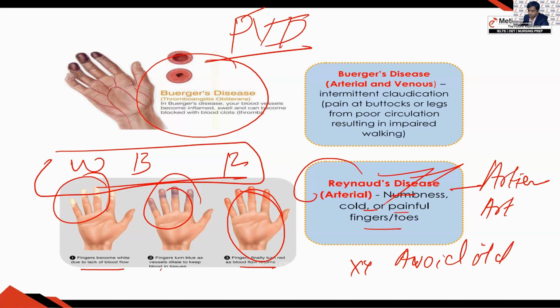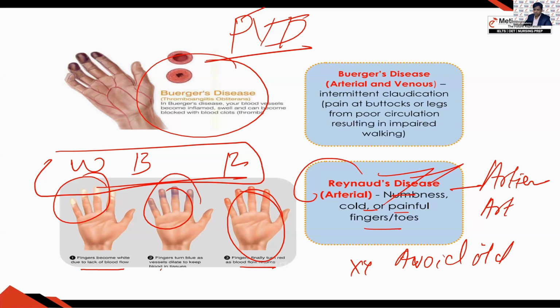And in Buerger's disease, arteries, veins, and everything will be affected. Yes, all will be affected. So in Buerger's disease, if you see intermittent claudication, one word I am using here, intermittent claudication.